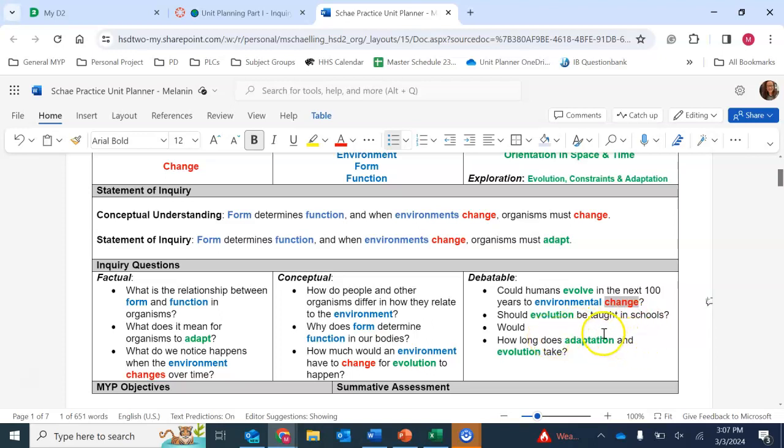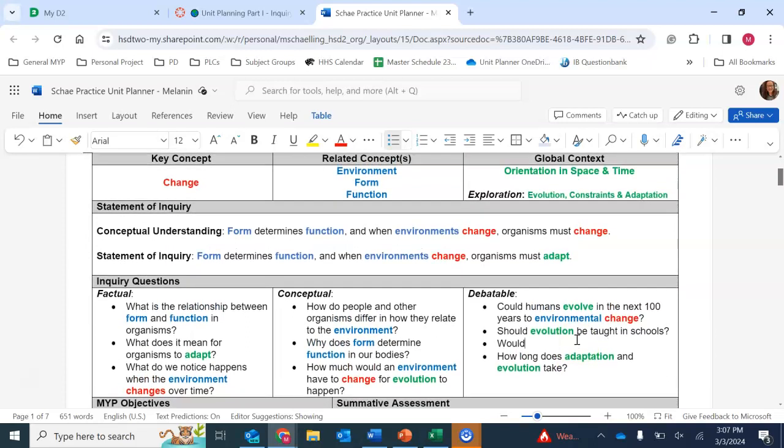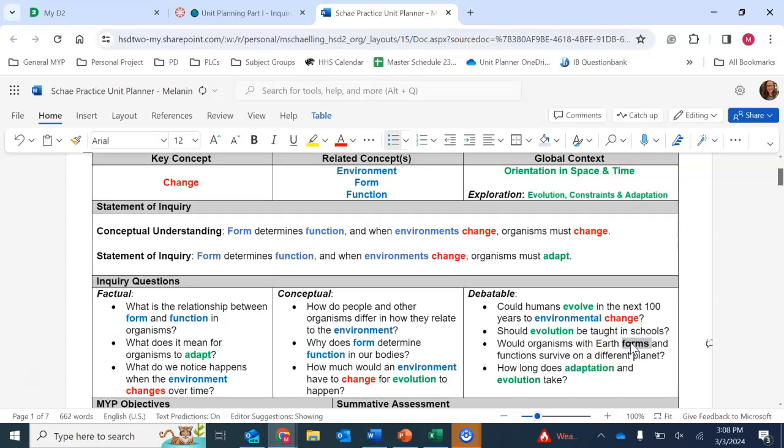How long does adaptation and evolution take? Would organisms survive on a different planet? Ooh, but I don't have many of my words here. So let's say, would organisms with Earth forms and functions survive on a different planet? There we go.